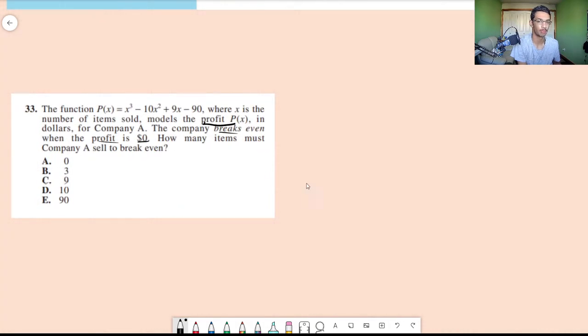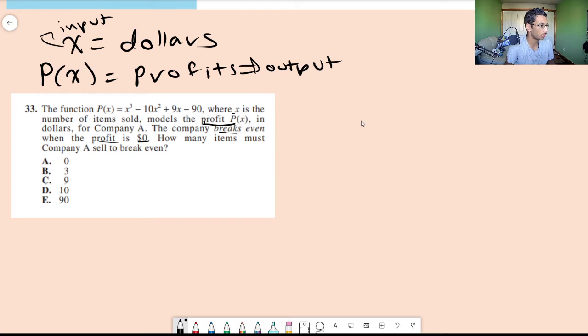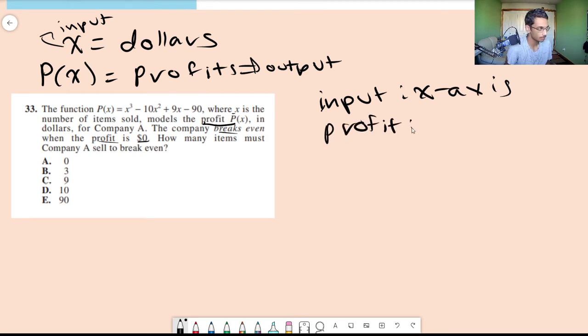Okay, so first of all, you need to understand x and p of x, right? So x is the dollars. And p of x is basically the profit. But when you put x into a function, something like this, it shows that x is the input and p of x is the output. And that's very important to understand here because you could graph this. Basically, all graphs have inputs on the x-axis, and output is on the y-axis.